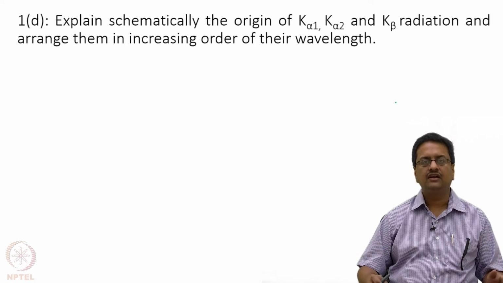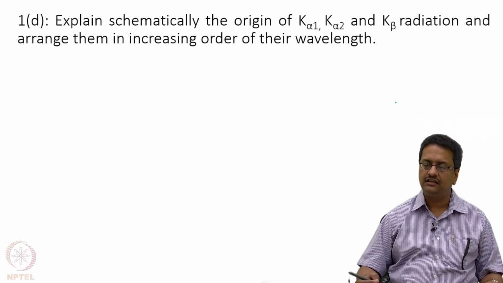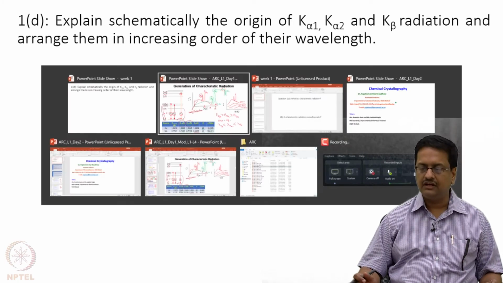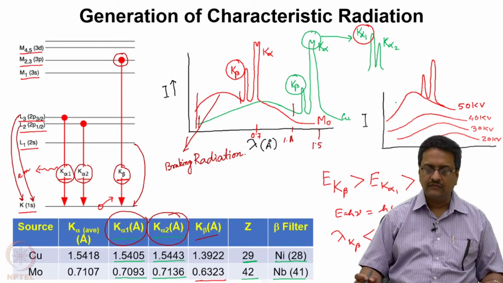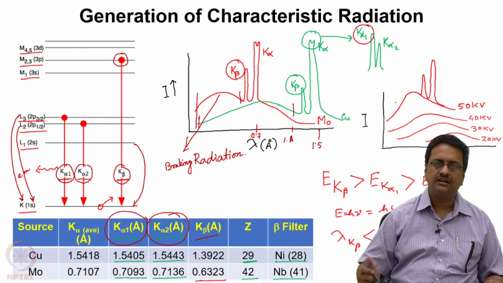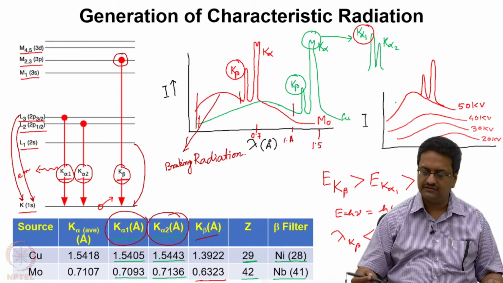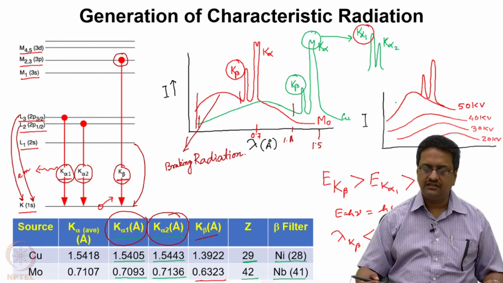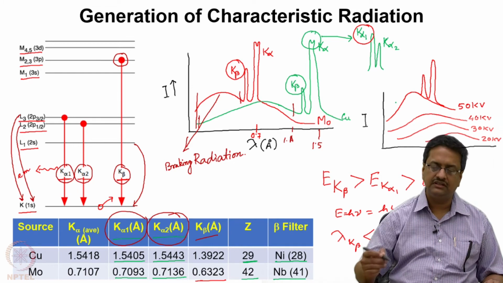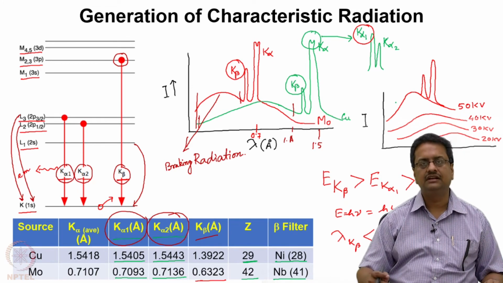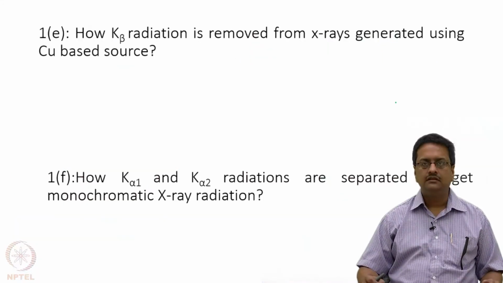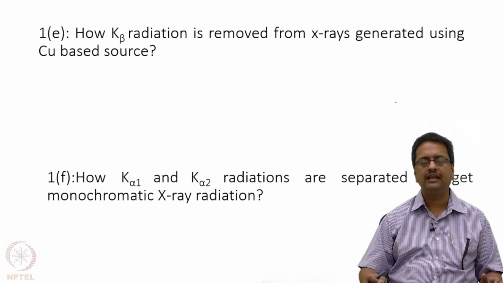The next question is already explained in the lecture: explain schematically the origin of K alpha 1, K alpha 2 and K beta radiation and arrange them in increasing order of their wavelength. We have already done that in the previous problem. What we need is to show this particular diagram which is now being flashed on the screen. We should draw this diagram, explain the origin of the different radiations alpha 1, alpha 2 and beta, and then arrange them in terms of their wavelength as I have done for the previous problem. Now, the question is how do we remove the K beta radiation?